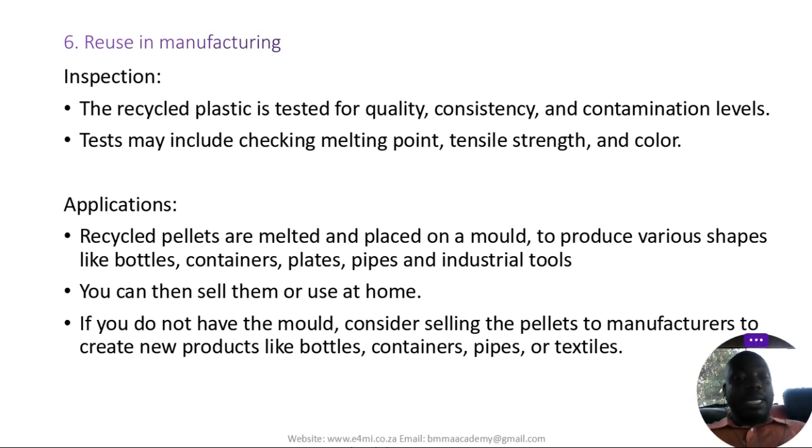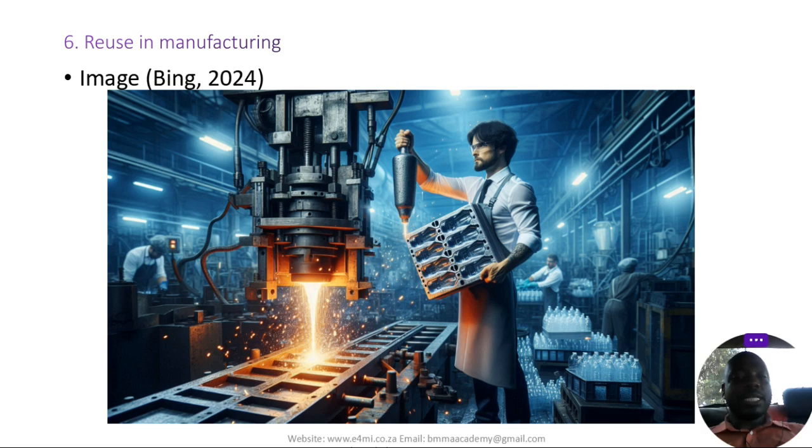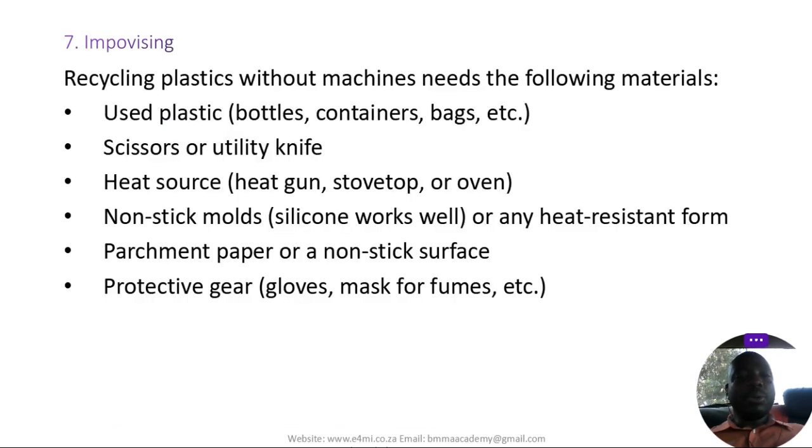If you do not have the mold, then consider selling them to manufacturers to create new products like bottles, containers, pipes, or textiles. So here is the mold that we're talking about. In this factory, they are making bottles. There are the bottles in the background, and this heavy metal that the technician is holding is what we call a mold.